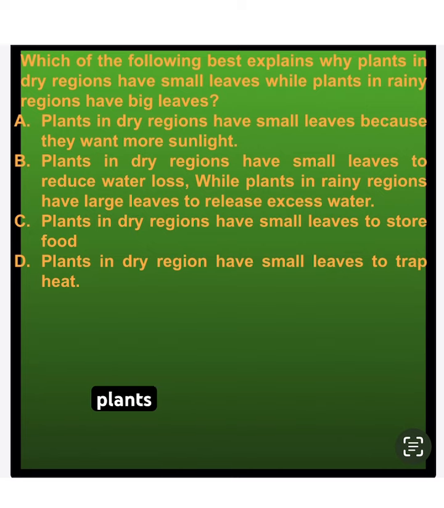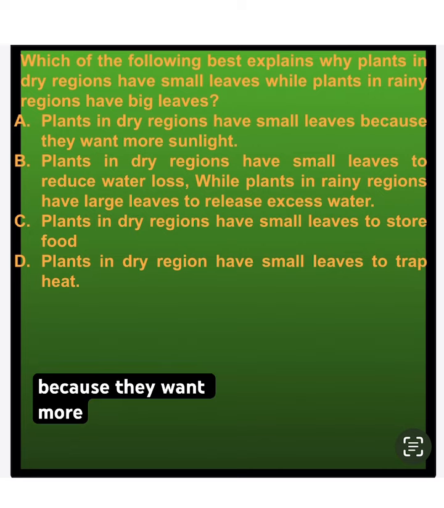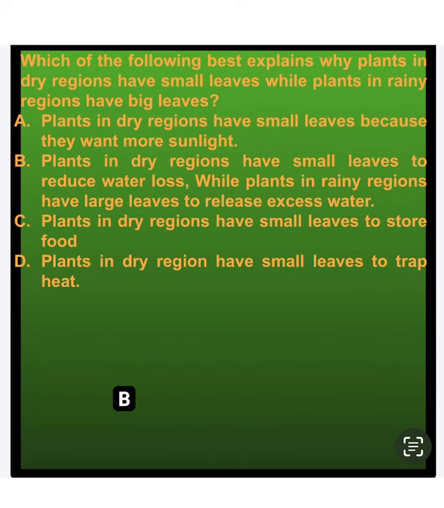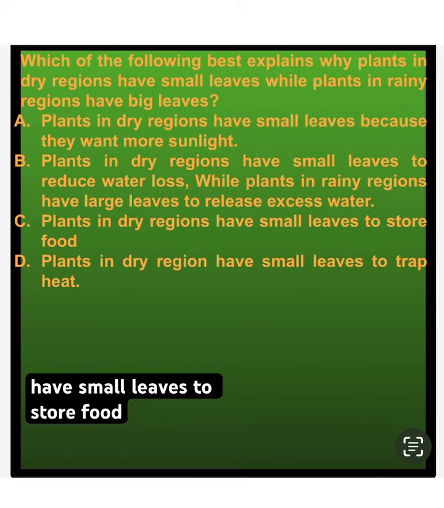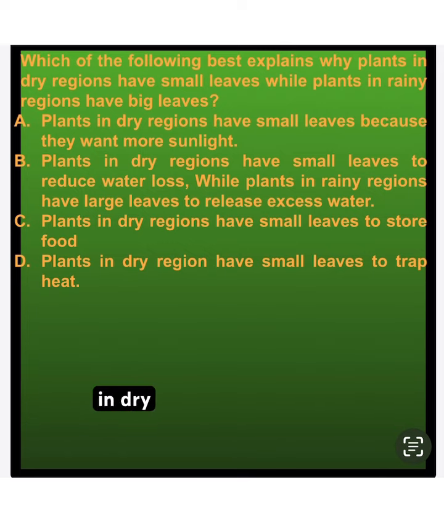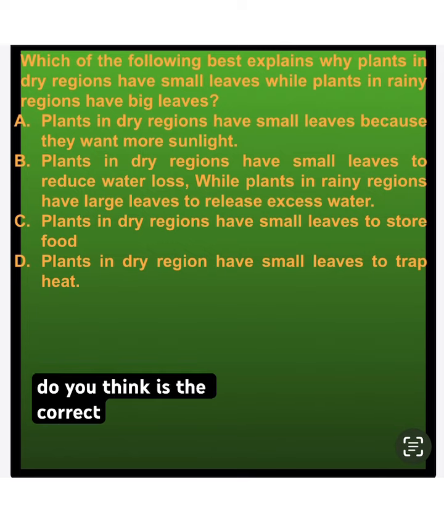Option A says plants in dry regions have small leaves because they want more sunlight. B, plants in dry regions have small leaves to reduce water loss, while plants in rainy regions have large leaves to release excess water. C, plants in dry regions have small leaves to store food. D, plants in dry regions have small leaves to trap heat. Which of these options do you think is the correct option?